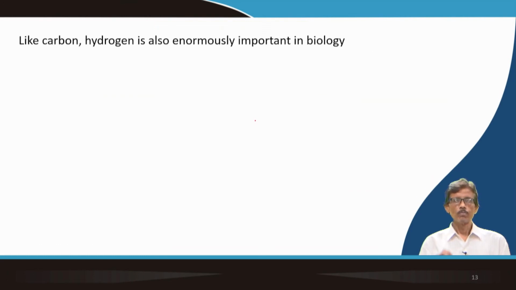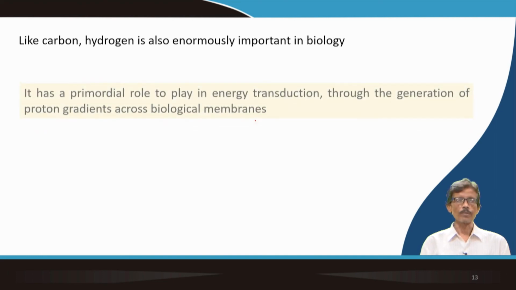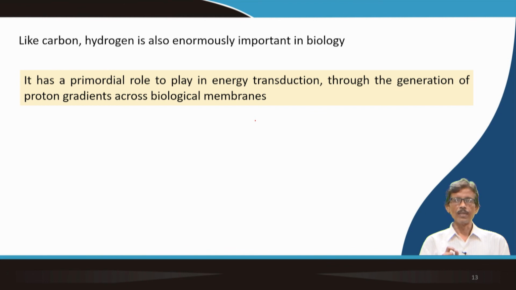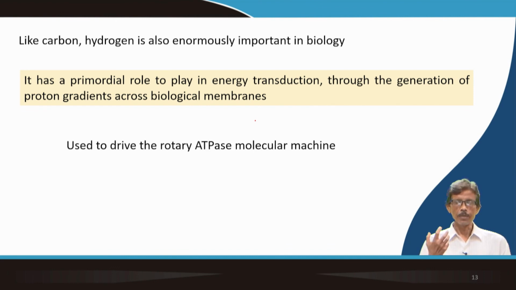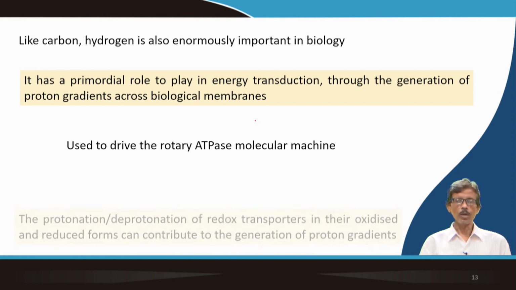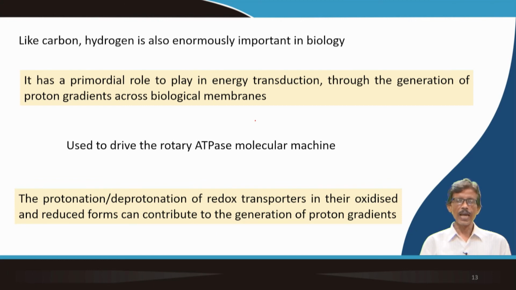Like carbon, hydrogen can also have enormous importance in biology. Already we have seen the hydrogenases. I request you to study a little bit about all this hydrogen cycle, involving water, as well as the hydrogenases. So, it has a primordial role to play for energy transaction, generation of proton gradient in the biological membrane. We know the proton gradient, then the proton transfer also, the ATPase also, the proton pump is required for ATPase or ATP hydrolysis in the molecular machine. And the protonation, deprotonation as well as the redox transporters are also dependent on the hydrogen cycle or the proton cycle.